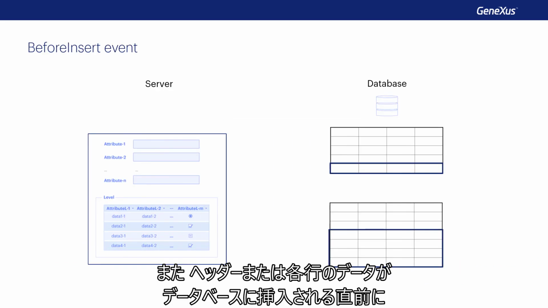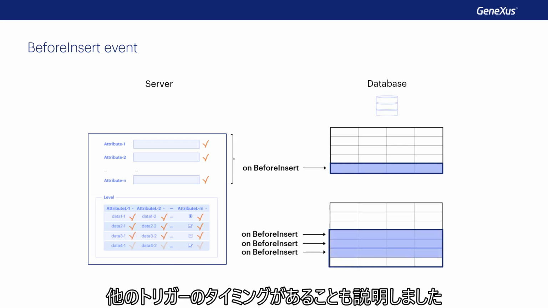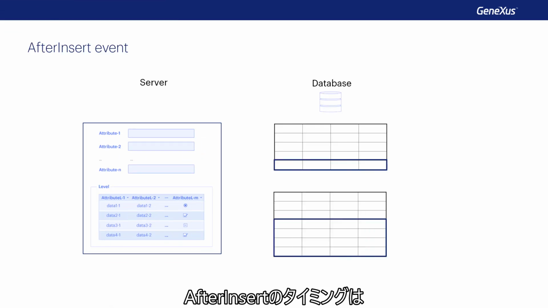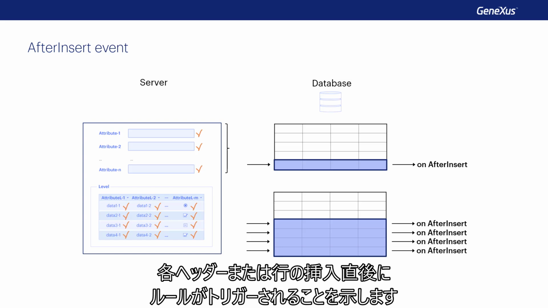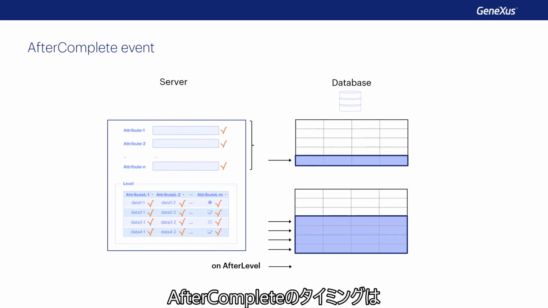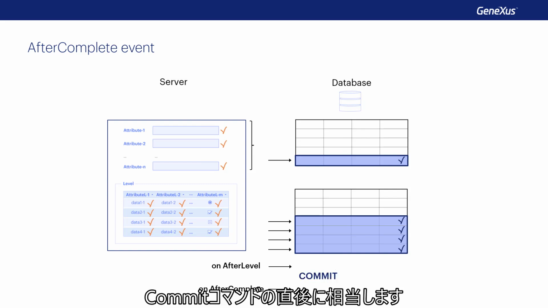We also mentioned that there were other triggering moments, such as on before insert, if we wanted to do or evaluate something immediately before the data from the header or each line is inserted in the database. The on after insert moment to indicate that the rule be triggered immediately after the insertion of each header or line. And the on after complete moment, which corresponds to the moment immediately following the commit, a command whose purpose is to validate the data inserted, modified, or deleted.